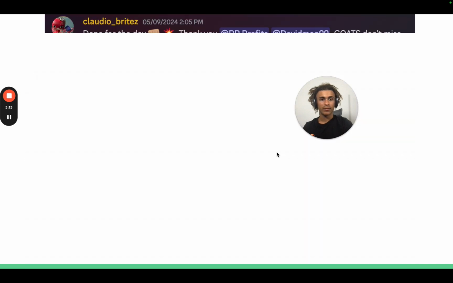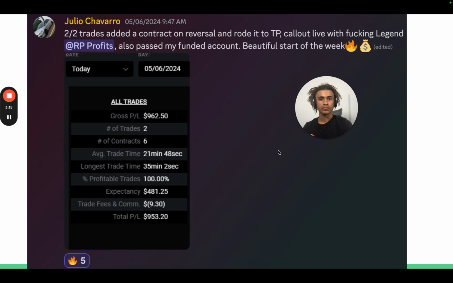So now let's look at some profits. This was off the first trade we talked about. So a nice break and retest. We took the trade off of the retest, which was then a reversal, and he rode it to TP, called out live with myself, and this trade passed his funded account, right? So beautiful start of the week, I'd say, right? I would definitely say it's a nice way to start the week. You get funded with a nice amount of money. So I'd say that's a great way to start the week.